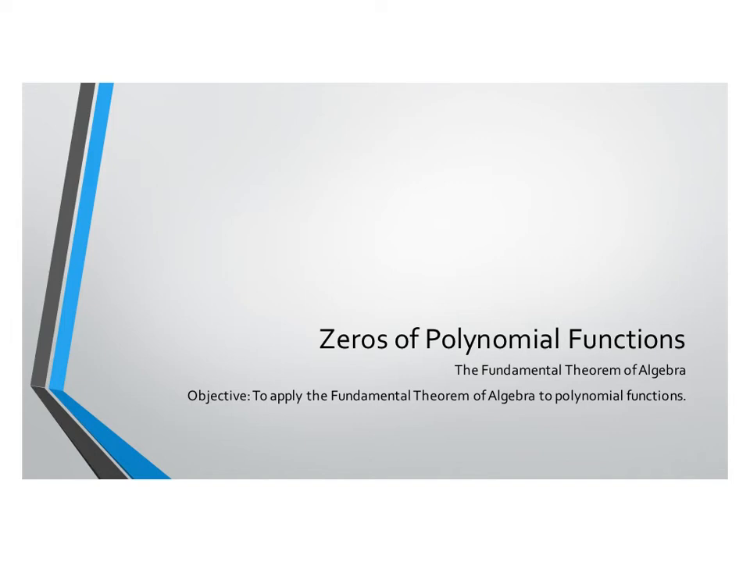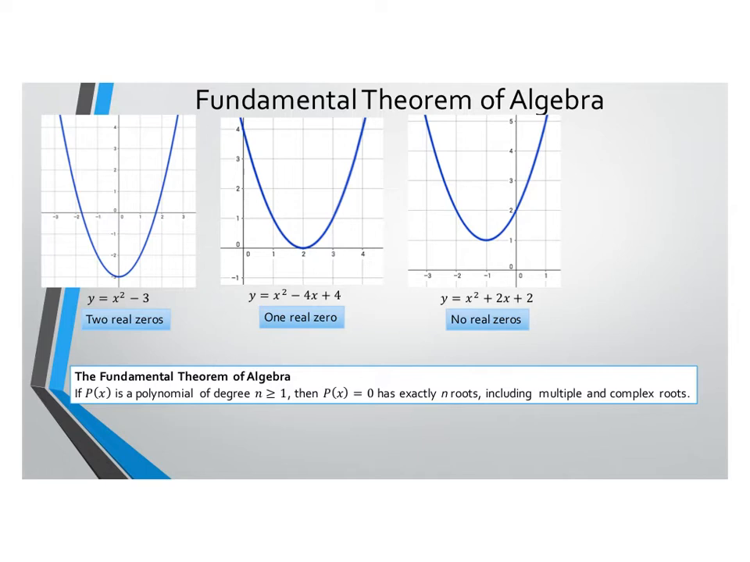Today you will apply the fundamental theorem of algebra to polynomial functions. So with the fundamental theorem of algebra, notice this is what it says. If a polynomial has degree at least 1, then p of x equals 0 has exactly n roots. Meaning if it's a linear polynomial, there's 1 root. If it's quadratic, there are 2. If it's cubic, there are 3. Including multiple and complex zeros.